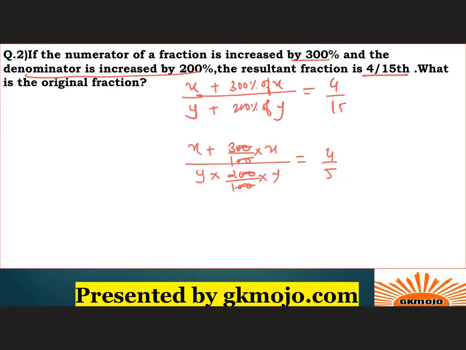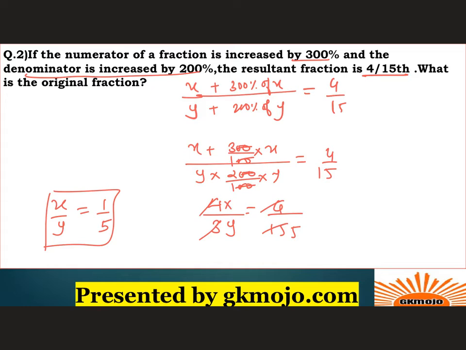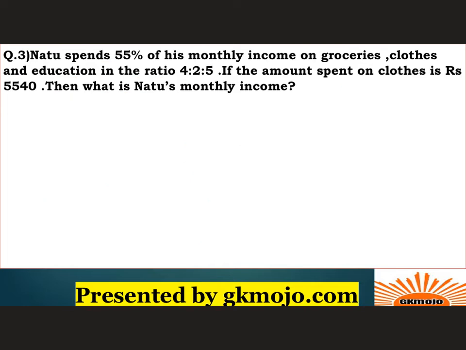So in the numerator you get 4x. In the denominator you get 2y plus y, which is 3y, is equal to 4 by 15. So 4 gets cancelled, 3 ones are 3, 3 fives are 15. Hence, x by y, which was our assumed original fraction, is equal to 1 by 5. So the correct original fraction value is 1 by 5. And we have been asked the same thing over here. So let's have a look at the next question.